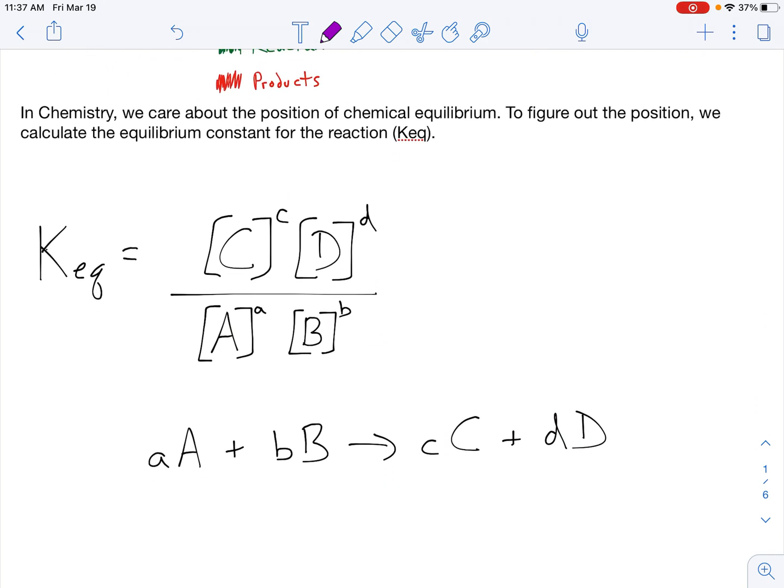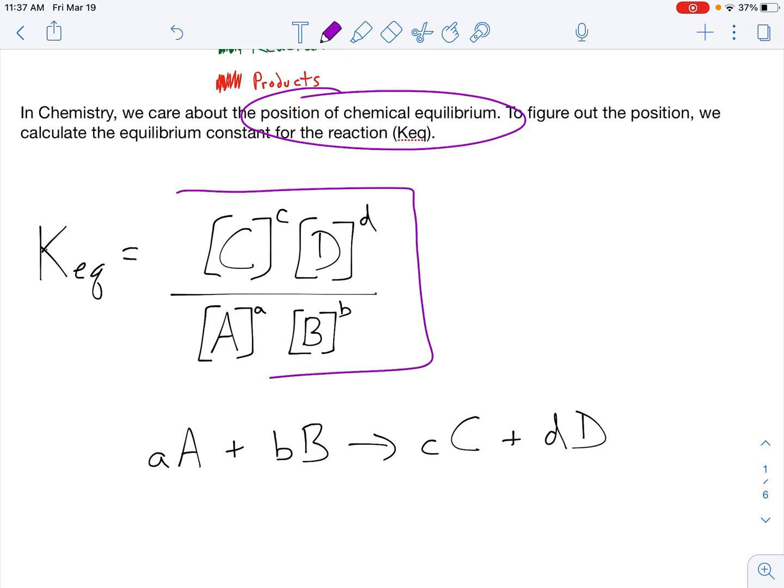Now, in chemistry, we care about the position of chemical equilibrium. To figure out the position, we calculate the equilibrium constant for the reaction, or the KEQ. The position of chemical equilibrium will tell us which is favored, either your forward or reverse reaction. That's kind of important when you are talking about chemical reactions. The more favored something is, the more important it is.